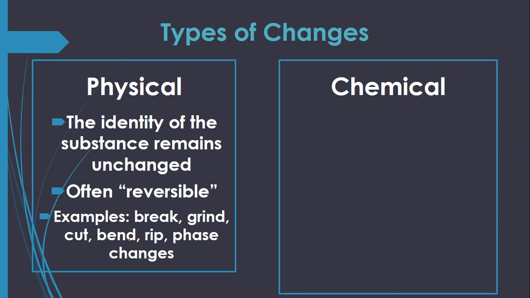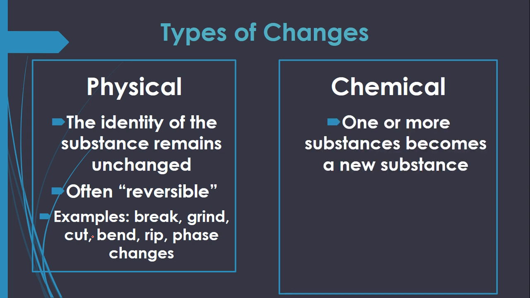Breaking, grinding, cutting. This drives me nuts, and I let you know that. But if you cut grass, that's a physical change. It's not really reversible. And we just start arguing philosophy at this point. But anyway, chemical changes, one or more substances becomes a new substance. Examples of chemical changes are burn, rust, mold, rot, and grow. Grow is another one. So if grass grows, that's a chemical change. But if you cut that grass, it's a physical change.